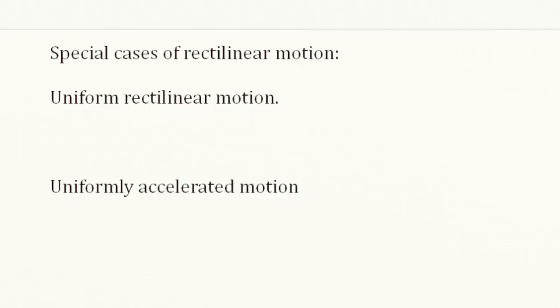Let's look at two special cases of rectilinear motion. First is uniform rectilinear motion. Now that term is a specialized term, uniform rectilinear motion. If we say that, what it means is this: the velocity is constant. So we could write it this way.